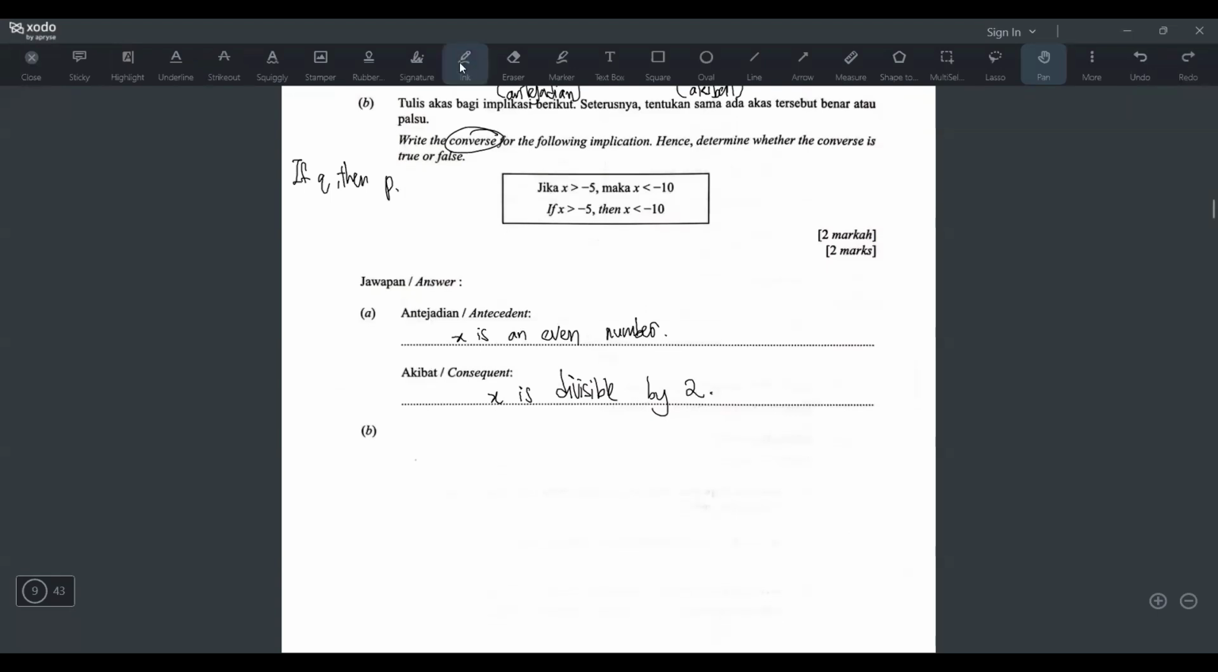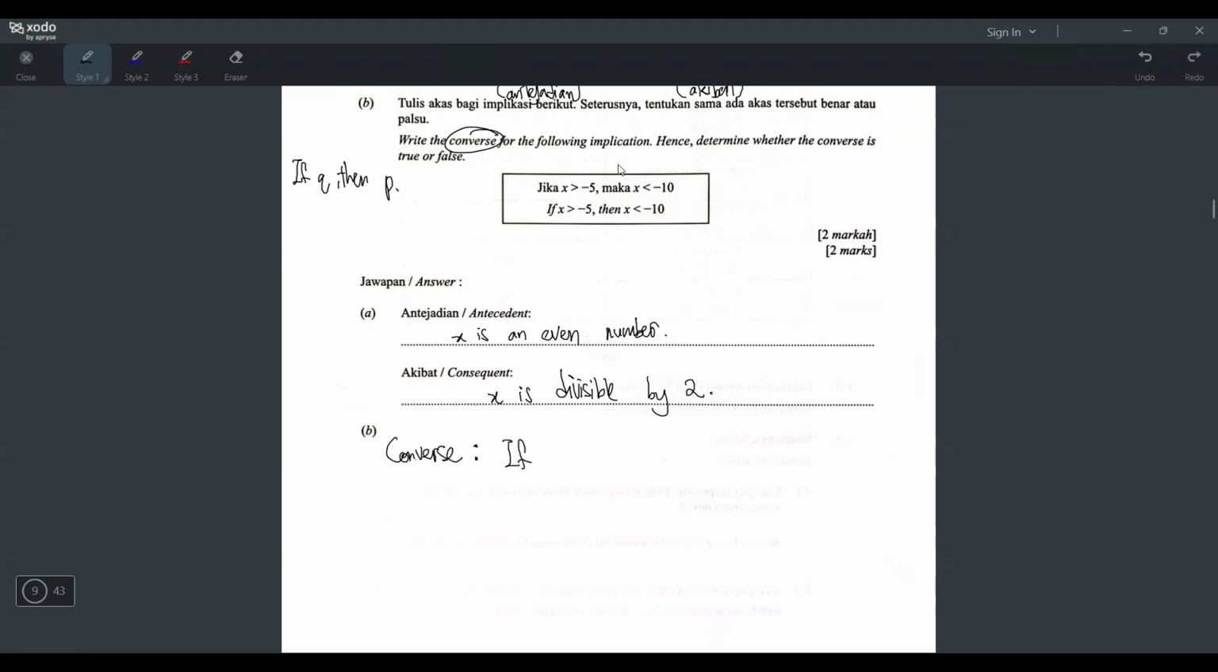So I'll just write converse. Okay, dalam bahasa Melayu is akas. So how to write converse? If Q then P. They already give us the soalan here. I think I can underline this. This is my P, this is my Q. So terbalikkan your P and Q. It means your antecedent and consequent switch place. Dia terbalik dah. So if Q then P: if X smaller than -10, then X bigger than -5.